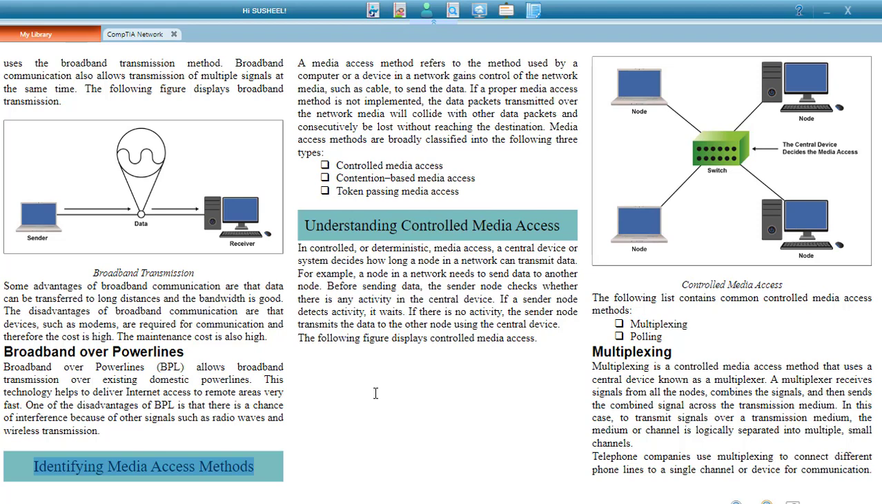Understanding controlled media access. In controlled, or deterministic, media access, a central device or system decides how long a node in a network can transmit data. For example, a node in a network needs to send data to another node. Before sending data, the sender node checks whether there is any activity in the central device. If a sender node detects activity, it waits. If there is no activity, the sender node transmits the data to the other node using the central device. The following figure displays controlled media access.